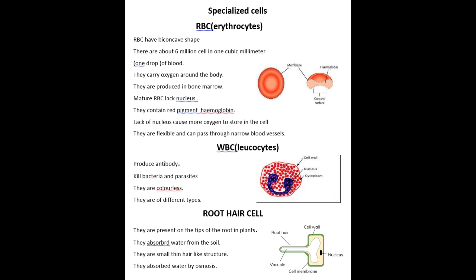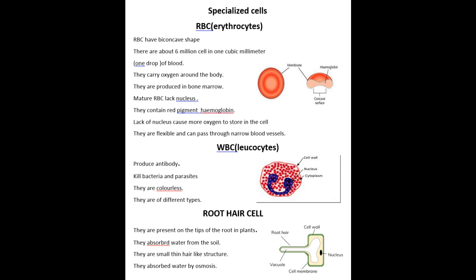The next point is this: there are about 6 million cells in 1 cubic millimeter. I'm talking about 1 drop of blood. They are very minute and microscopic, and we can't count the exact number of the RBCs in the human body, but we can guess. Like in 1 drop of blood, there are 6 million red blood cells. So that's a huge number.